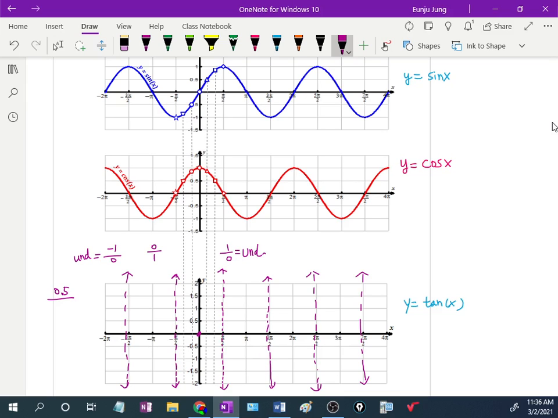About, what would you like to say? 0.5, 0.8, 0.9? 0.9? This is 1, right? So let's go with 0.9. So let's use the numbers. 0.5 divided by 0.9, what do you get?